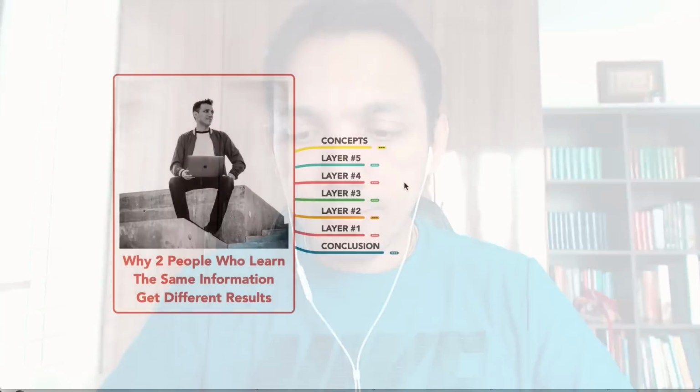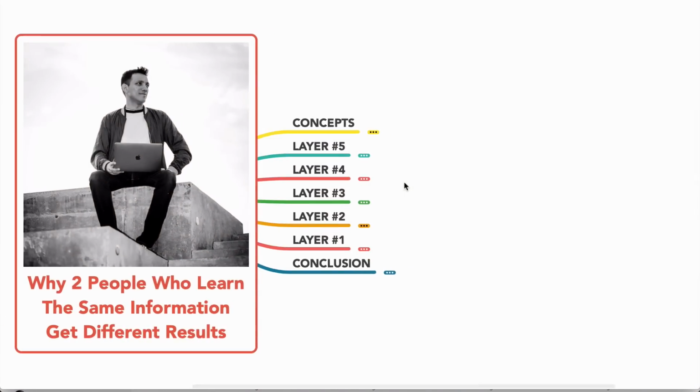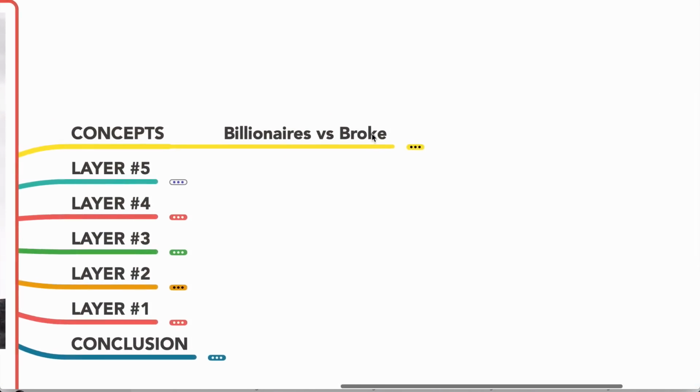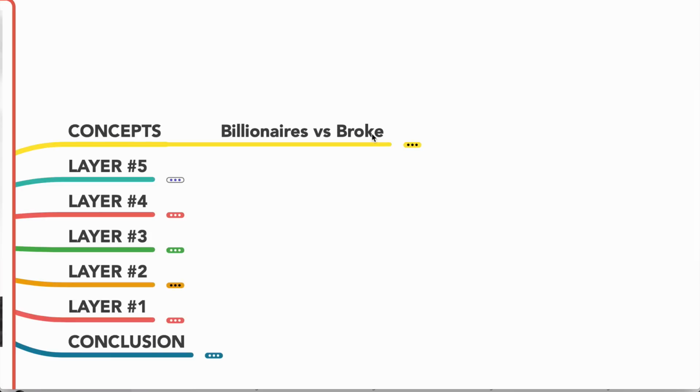First, let's understand the concepts, and then I'm going to go into each layer one by one, starting from layer 1 all the way to layer 5. And then I'll conclude with some thoughts on how you can actually get better results in every aspect of your life and business. So first, let's understand the concepts here. I've been analyzing business owners, successful people, billionaires, millionaires, and what's the difference between a billionaire and a broke person? What's the difference between these two? It comes down to a few core principles and concepts which I want to share with you right now.